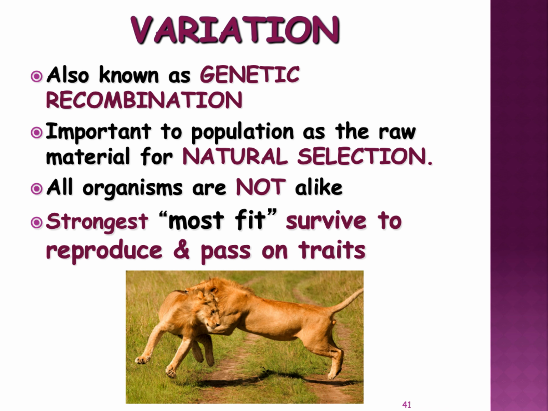It provides variation. Another term I've been saying throughout this lecture is genetic recombination. That's important to the population because it is involved in natural selection. Of course, we're not getting into natural selection right now, but that variety allows for organisms, not just humans, to survive in their ecosystem. Okay, so the most fit, right? The one with the best genes will survive to reproduce and then pass on those genes, pass on those traits.